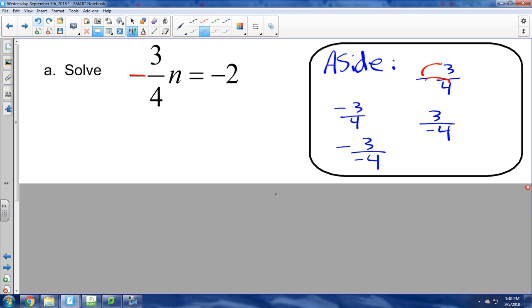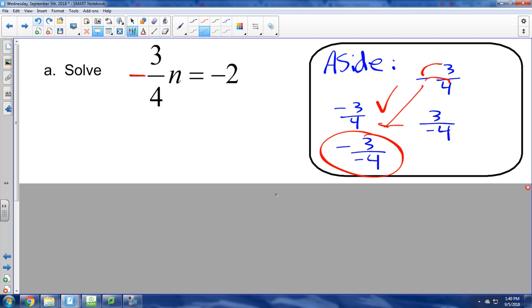This is what a lot of people do, right? They distribute the negative to both and they say that this is the same, right? That is not true, and it's something that we need to have a discussion about when we see it come up. Okay? Does that make sense? Do you understand what an aside is now? An aside is like, that didn't really have to do with the problem, but it was pretty important we talked about it, don't you think?